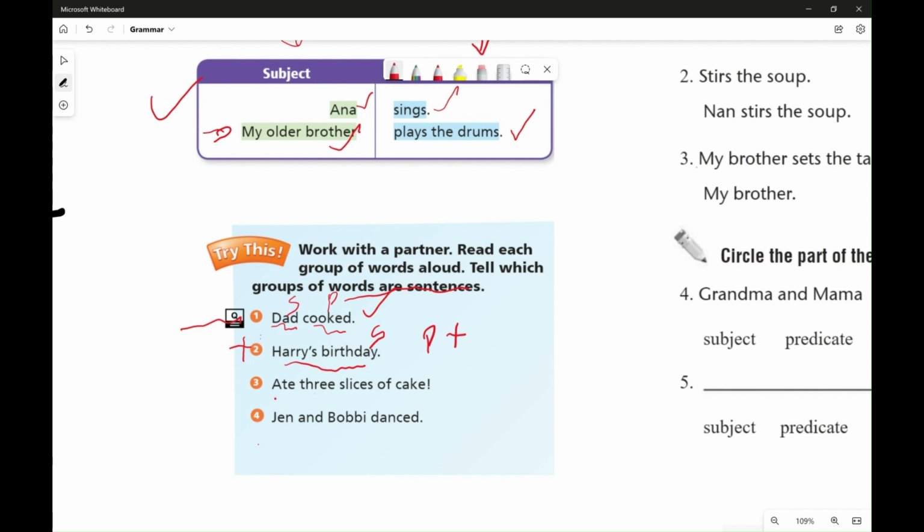Number 3, ate 3 slices of cake. Who ate 3 slices of cake? No one. It's not written. That means it is wrong. There's no subject. The subject is missing. Jen and Bobby danced. Who danced? Jen and Bobby. What did Jen and Bobby do? They danced. Correct. It has a subject and a predicate.